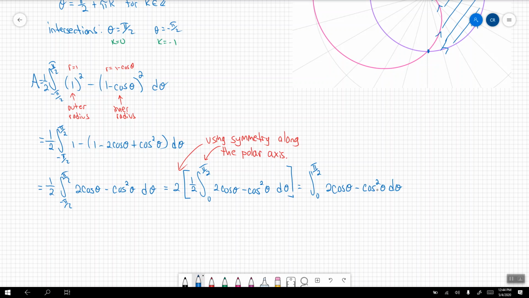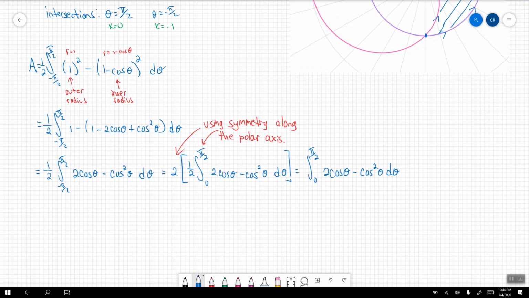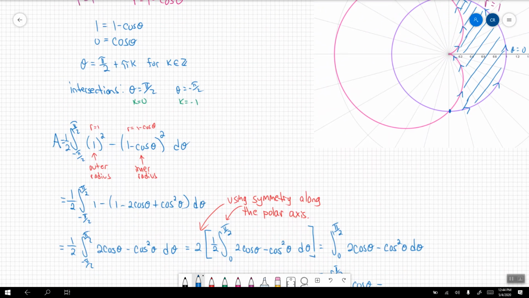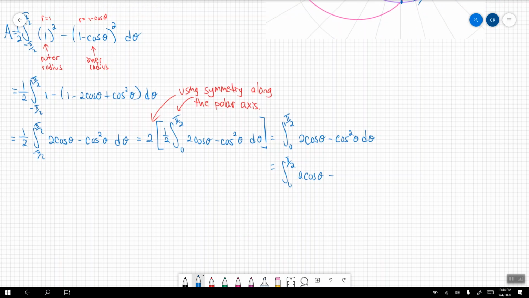Now again, once we look at that cosine squared, we then go back into our training and say, okay, well, I see a cosine squared there, which means I'm going to naturally need to use a power reduction here. So this is now going to look like 2 cosine of theta minus 1/2 multiplied by 1 plus cosine of 2 theta, and this is going to be d theta.